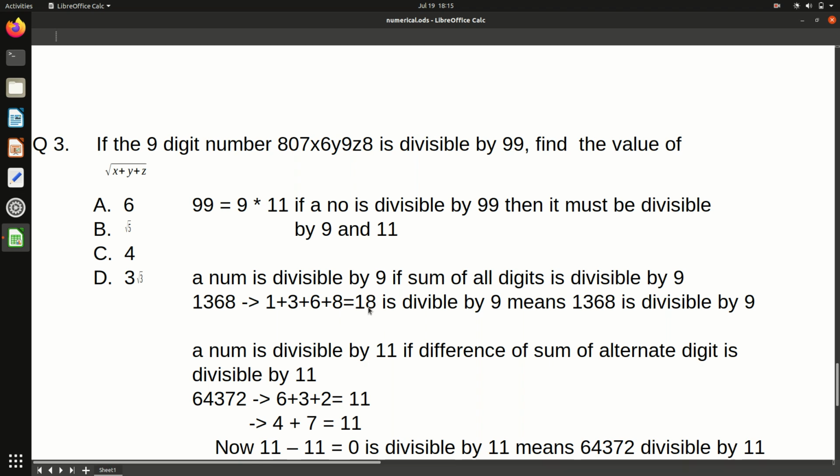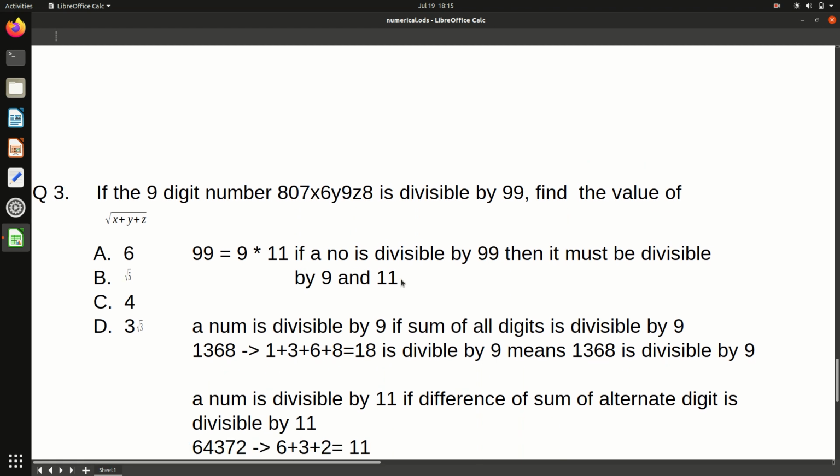So the sum is 18, which is divisible by 9, so we can confirm that this number must be divisible by 9. Like 18, so 8 plus 1 is 9. In this way we can check divisibility by 9. Now let us see divisibility by 11.